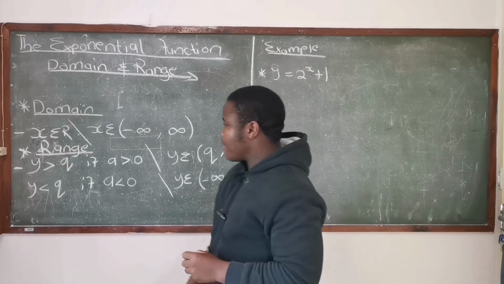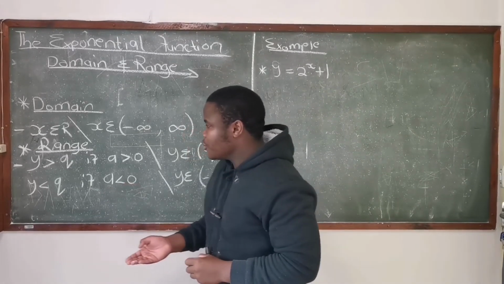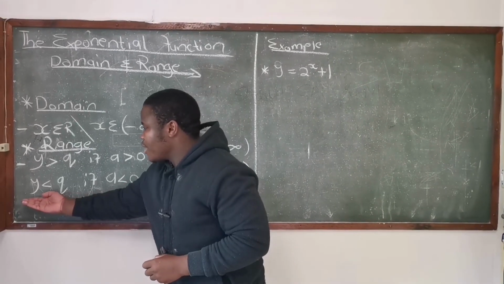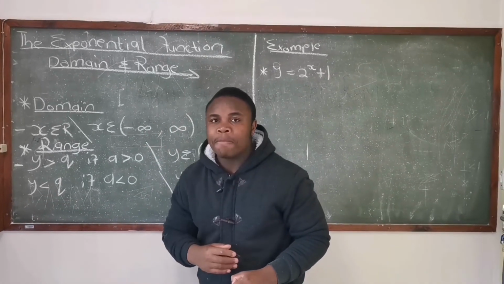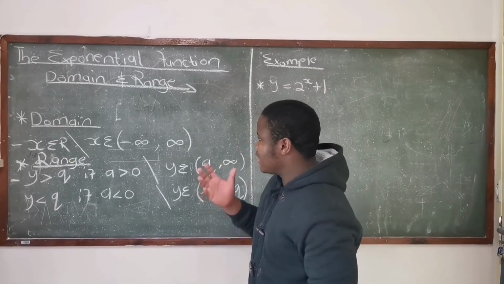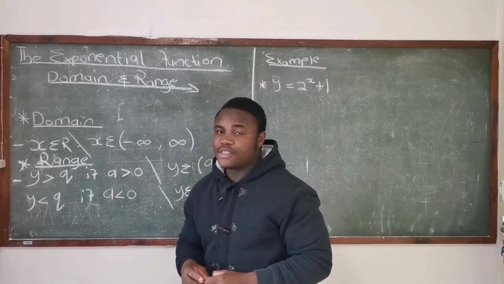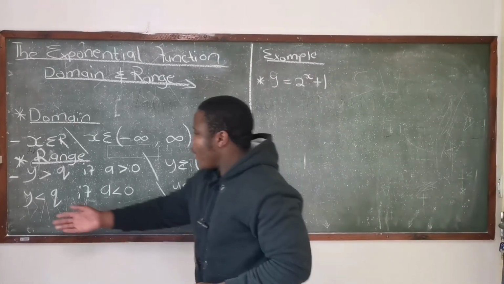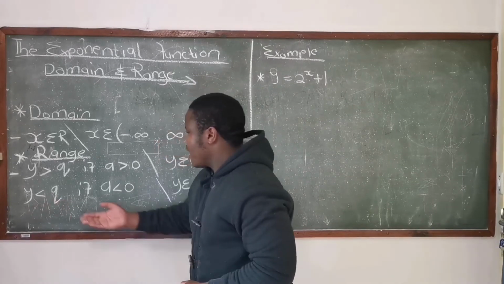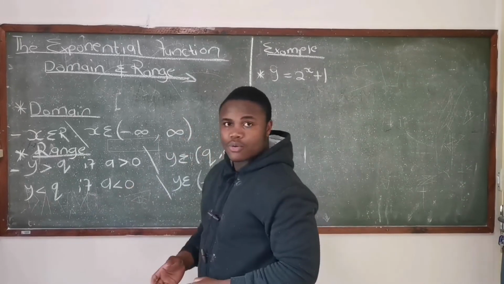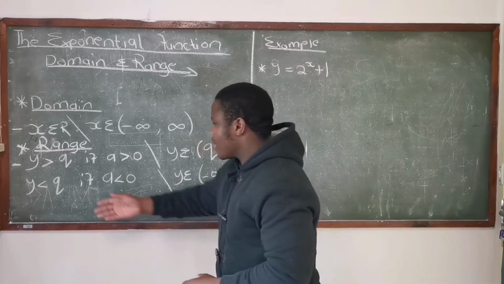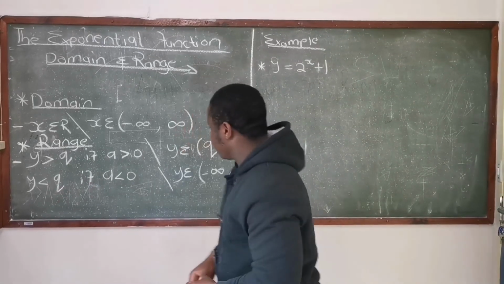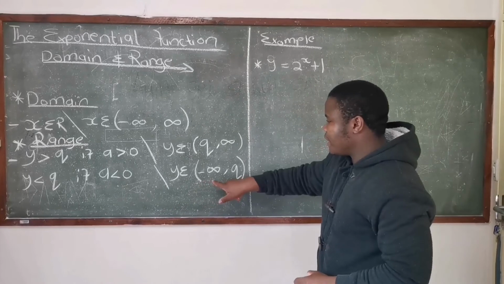So let's check what happens if a is less than 0. So if a is less than 0, your range will be y is less than q, which means your graph will lie under the asymptote. That is why I told you that thing of above and under the asymptote is very important. So y is less than q if a is less than 0. Y is greater than q if a is greater than 0. Simple, né? So you can also represent this thing in the interval method. Y is an element of negative infinity.